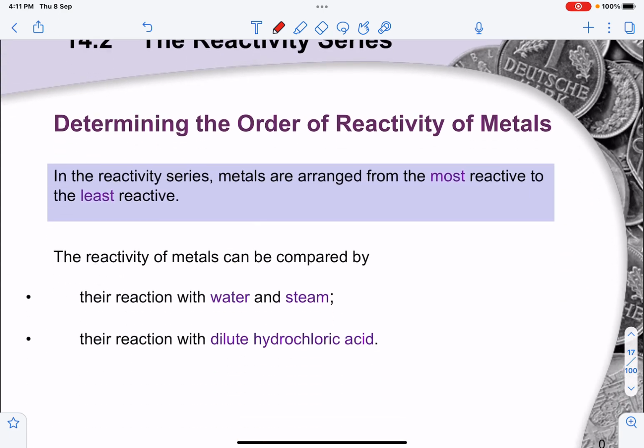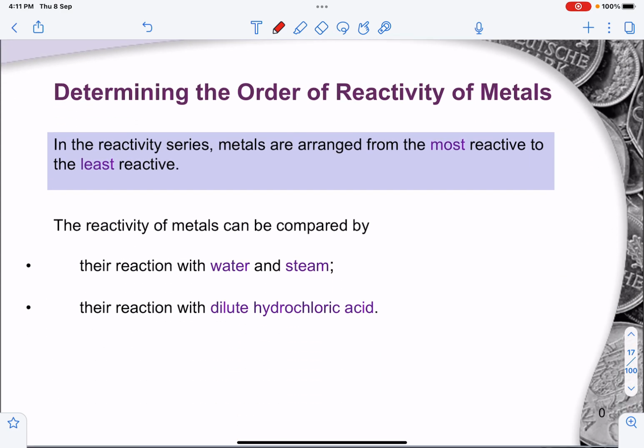Now for the reactivity series, you need to actually remember the order of the reactivity series. In the reactivity series, metals are usually arranged from the most reactive to the least reactive. Then how we compare reactivity is whether the metal is able to react with cold water. Steam is actually hot water in this case. And then of course with dilute hydrochloric acid. If the metal is very reactive already, then it is able to just react with cold water. However, for a more unreactive metal, you will need a stronger reactant to cause a reaction, and therefore you will use an acid, hydrochloric acid.